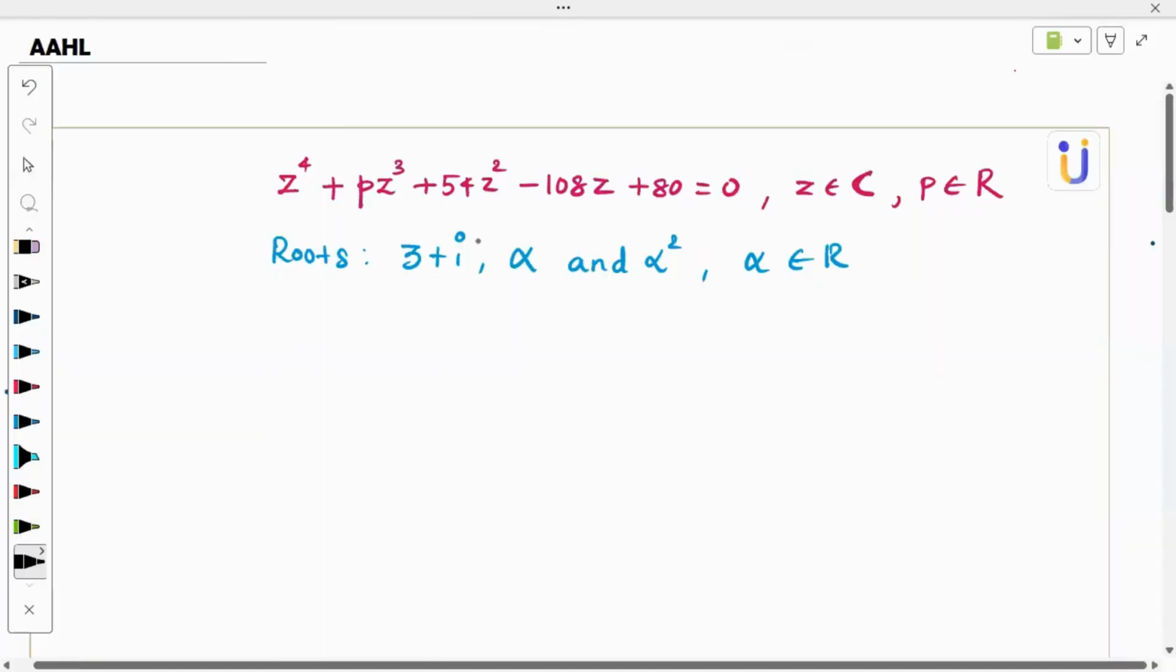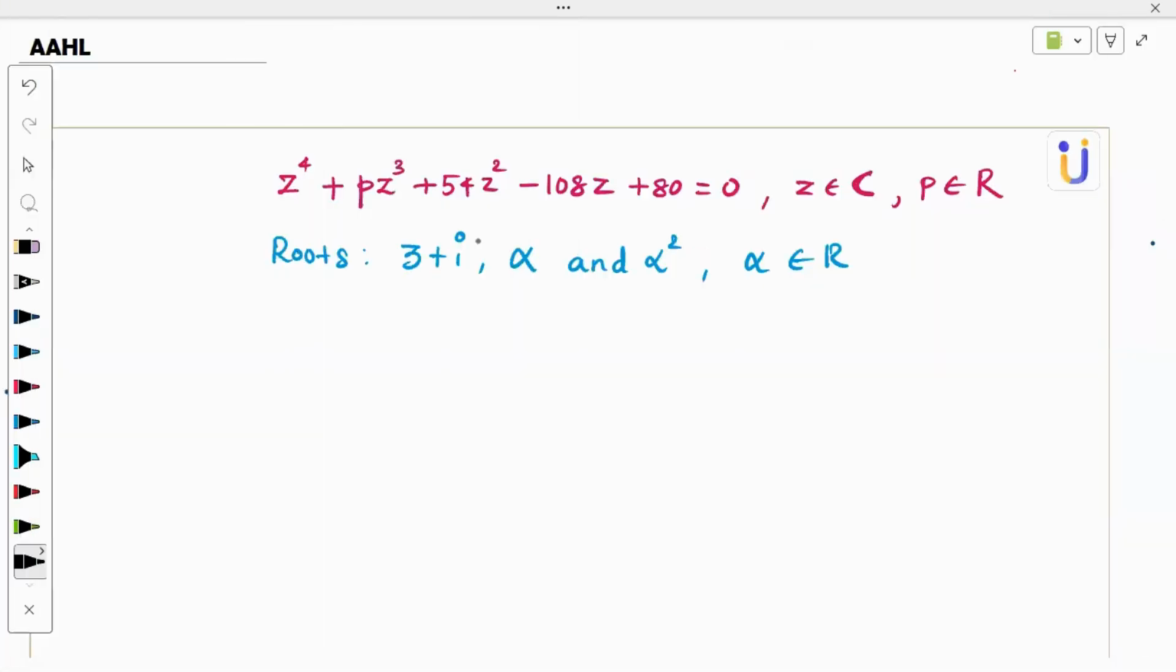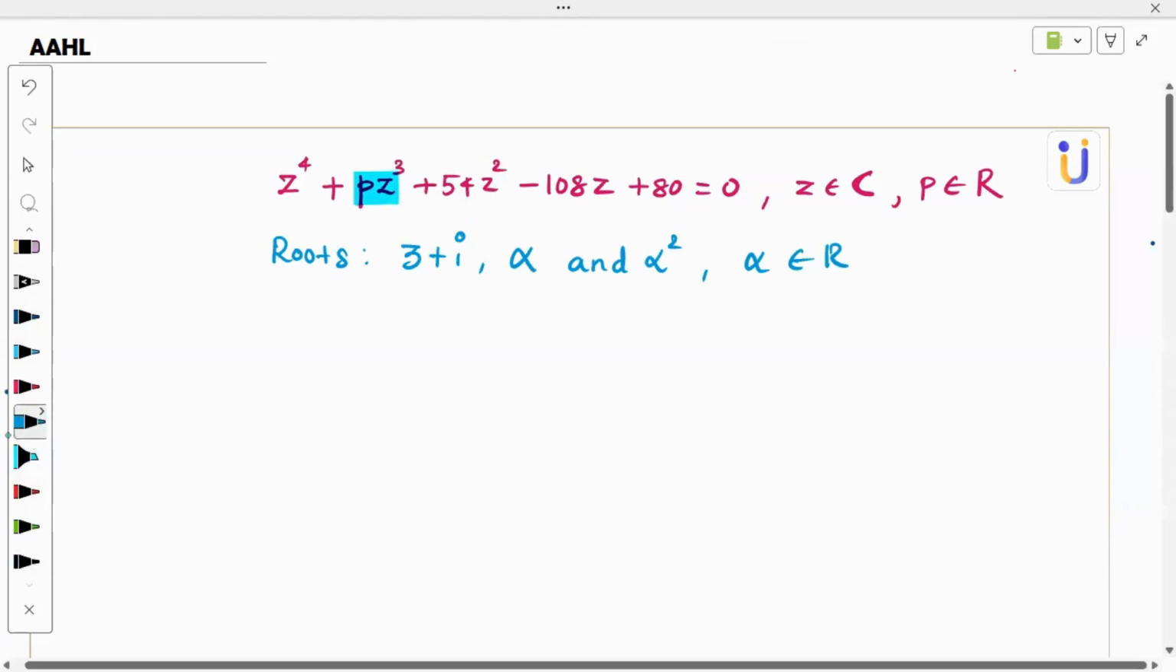Hello everyone. In this question, we are going to discuss a complex number, also the polynomial based one. So let's get into this. An equation is given and it is not made up of x. It's made up of z, and the variable is a complex number here. Also, we have one more unknown, which is the p part.